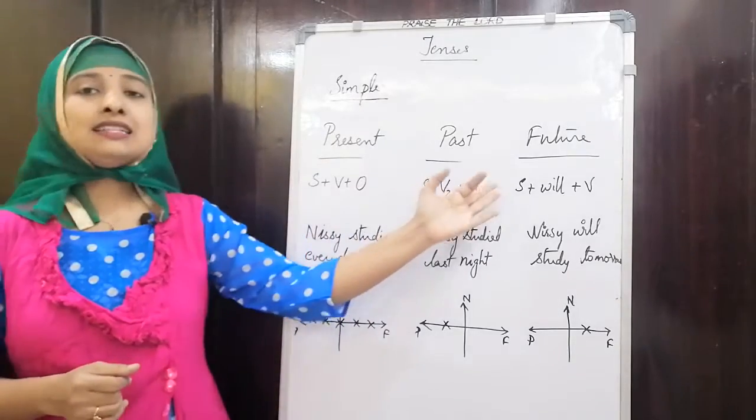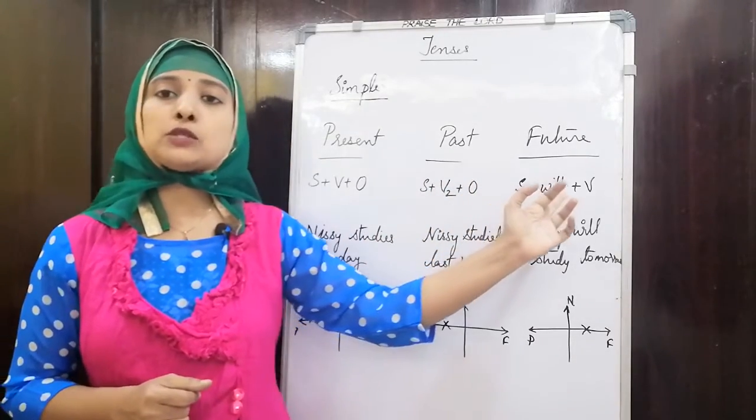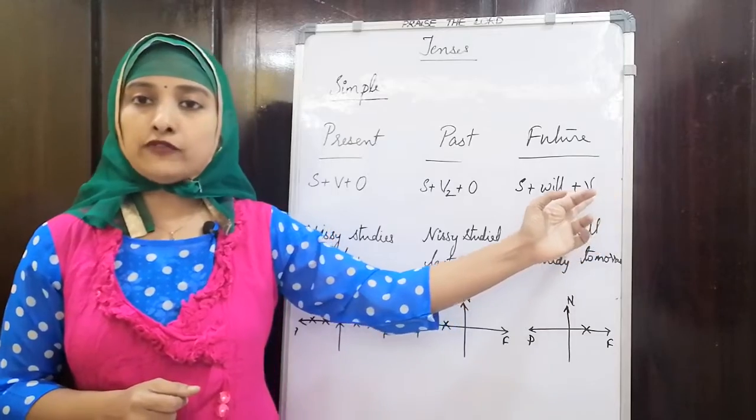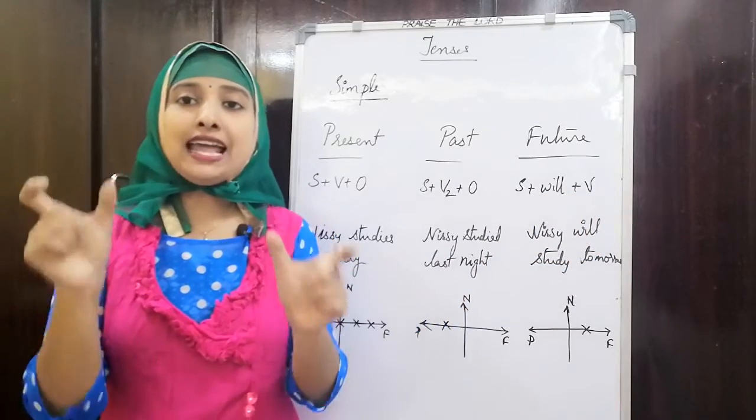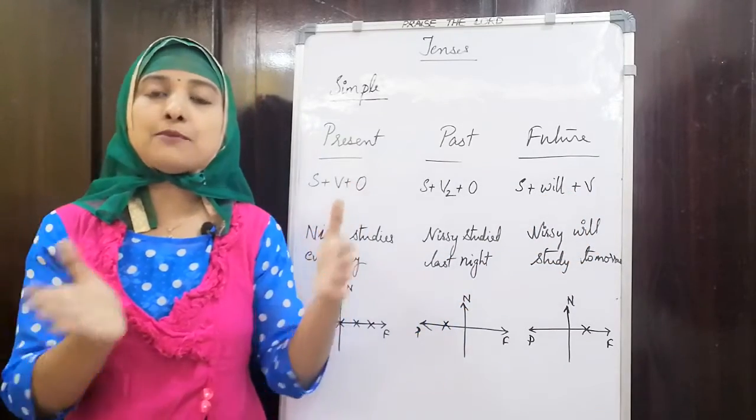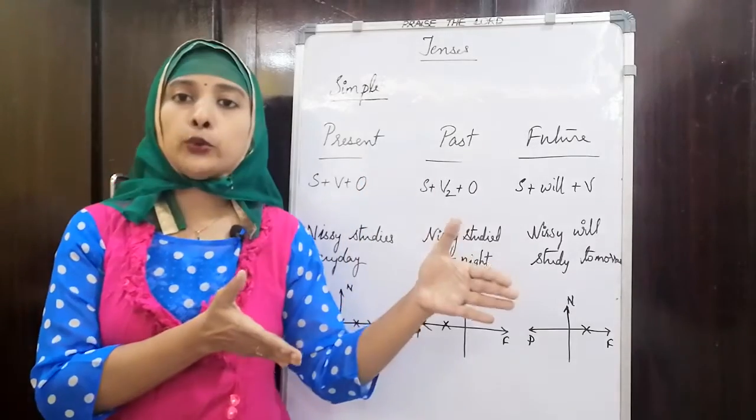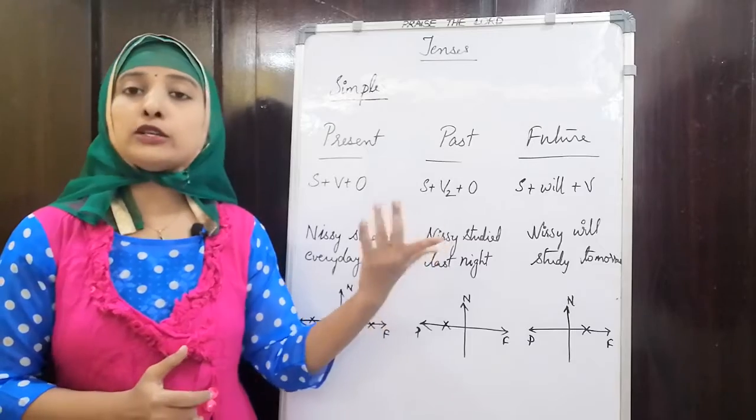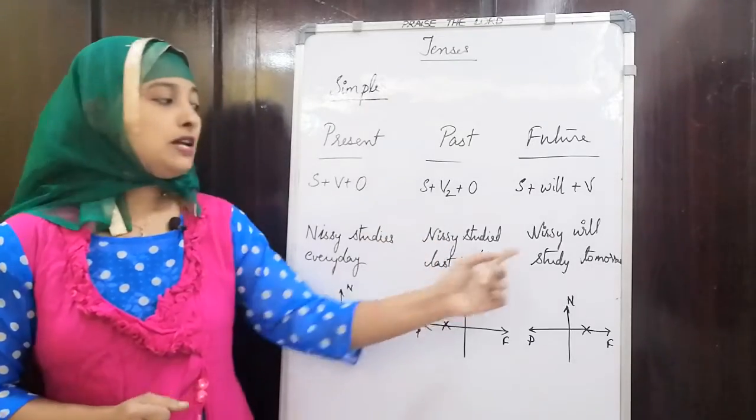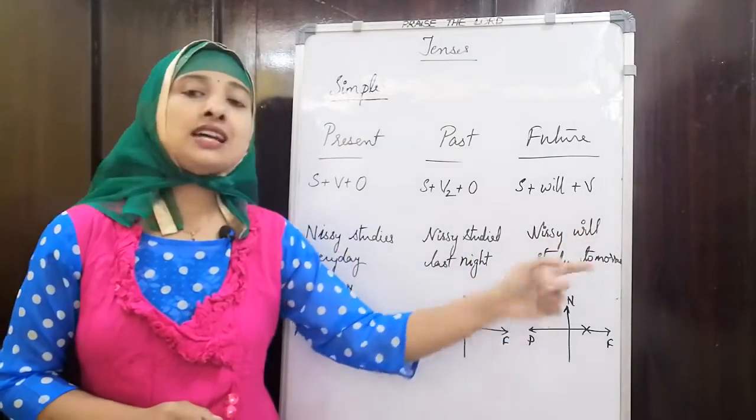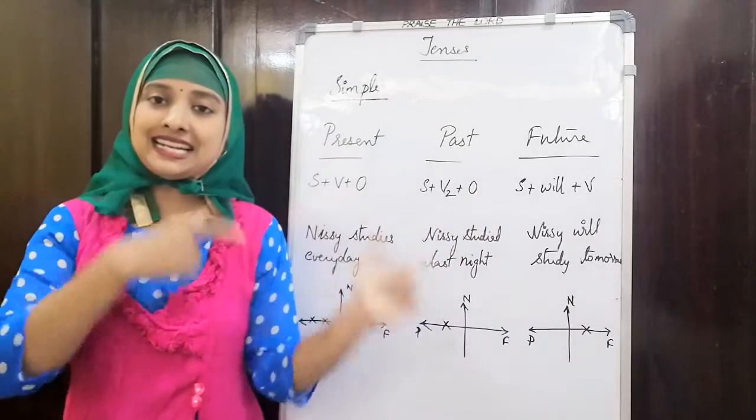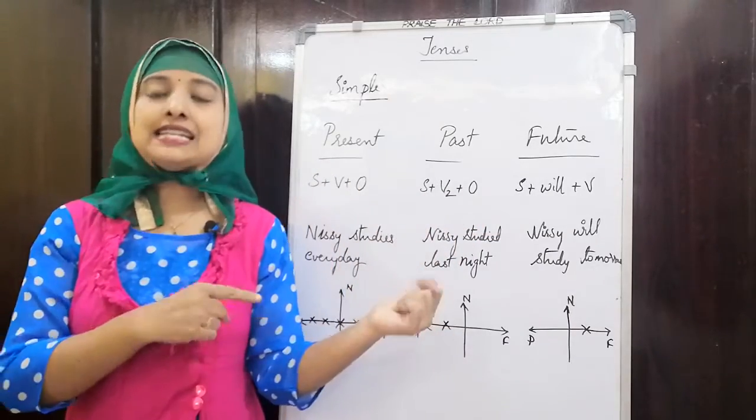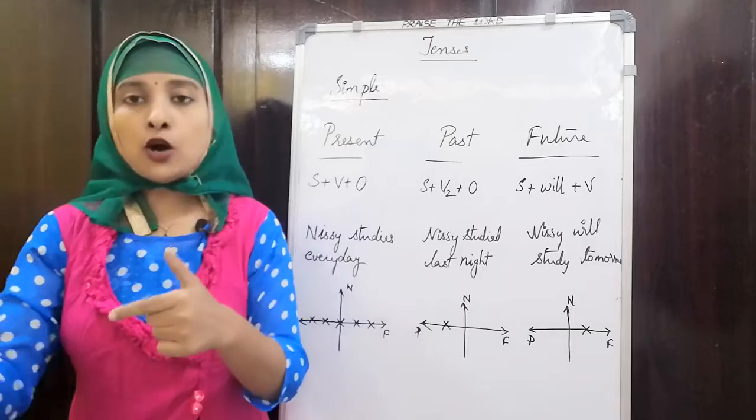Now here the structure is simple: subject plus will plus verb, that is bare infinitive. What is a bare infinitive? A bare infinitive is nothing but an infinitive without to. So there won't be to in front of it, then we call it a bare infinitive, or the root form of the verb. So Nissi will study tomorrow. Nissi studied last night, that is past. Nissi will study tomorrow.